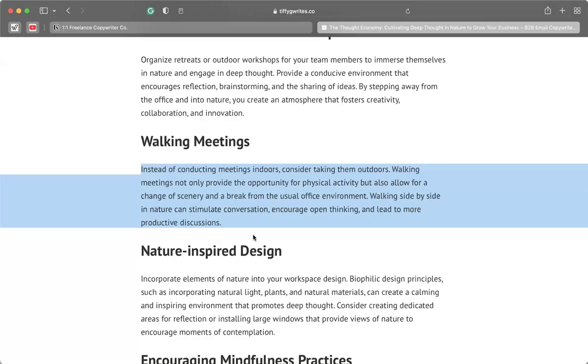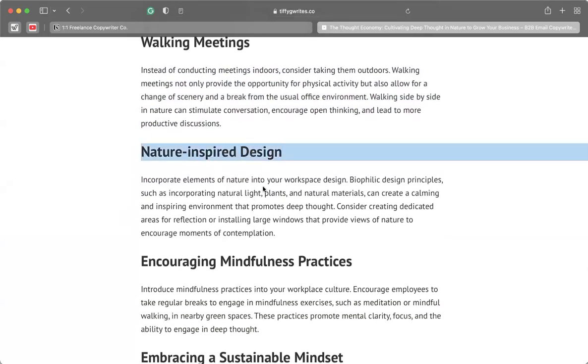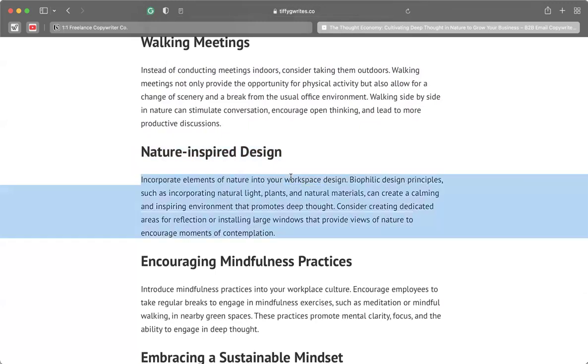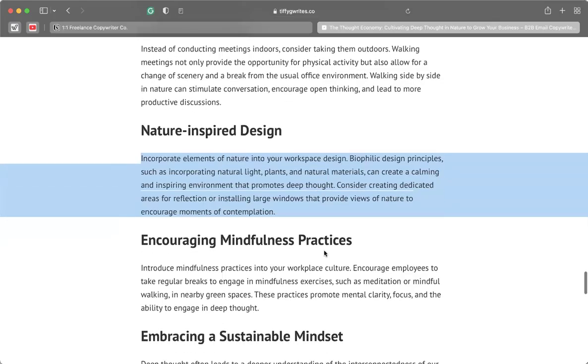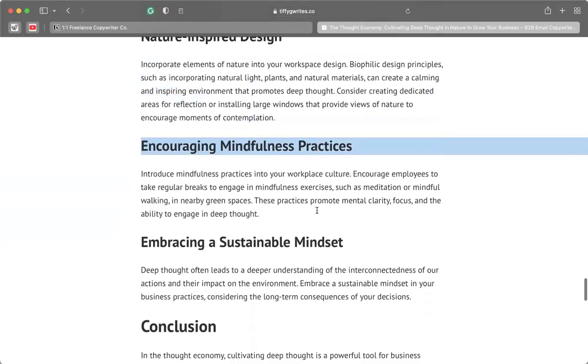Walking side by side in nature can stimulate conversation, encourage open thinking, and lead to more productive discussions. Nature-inspired design: incorporate elements of nature into your workspace design. Biophilic design principles, such as incorporating natural light, plants, and natural materials, can create a calming and inspiring environment that promotes deep thought. Consider creating dedicated areas for reflection or installing large windows that provide views of nature to encourage moments of contemplation.